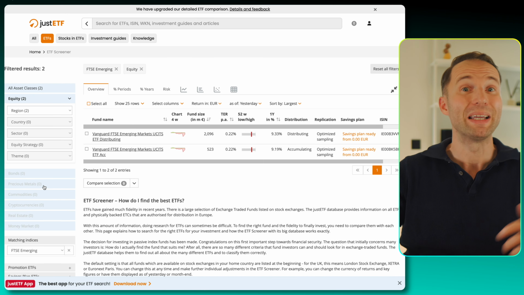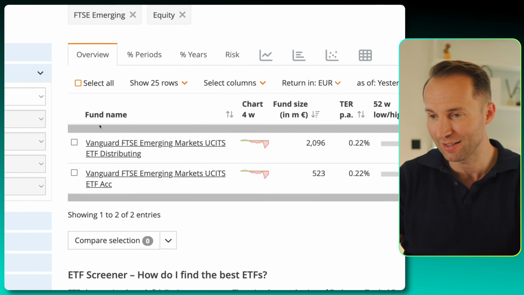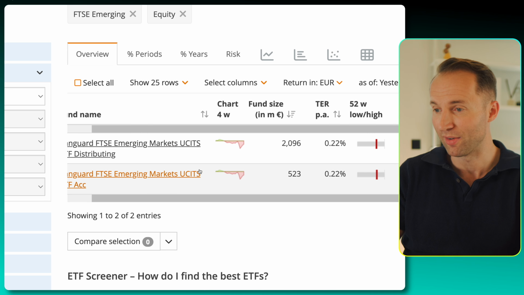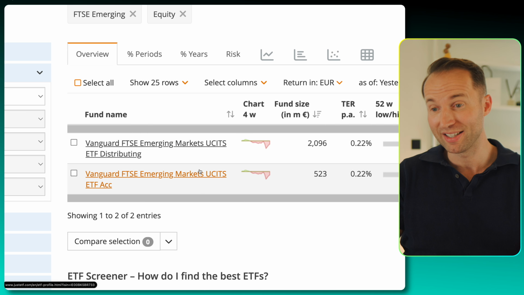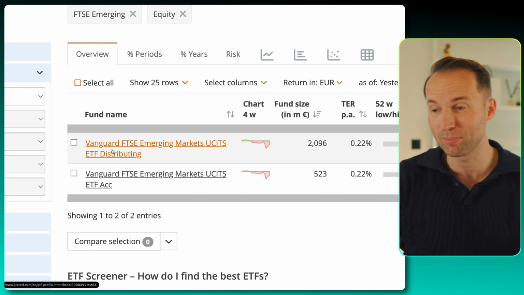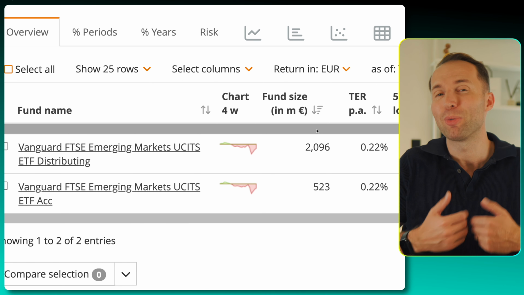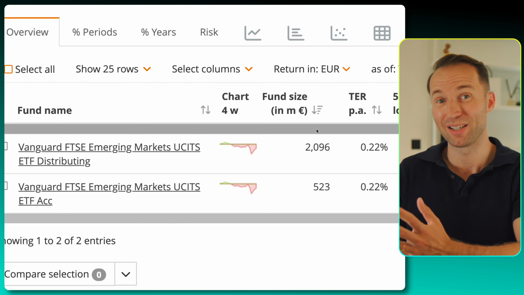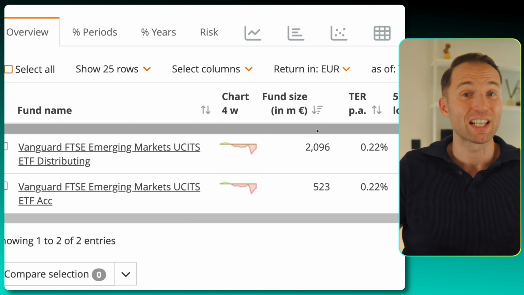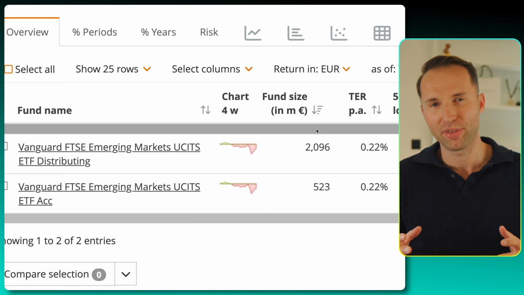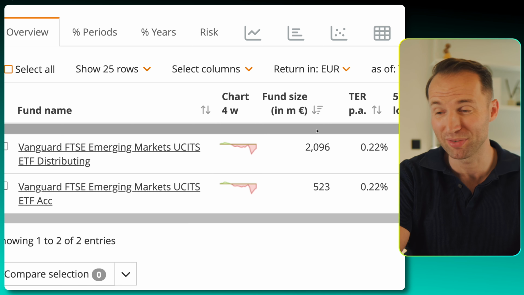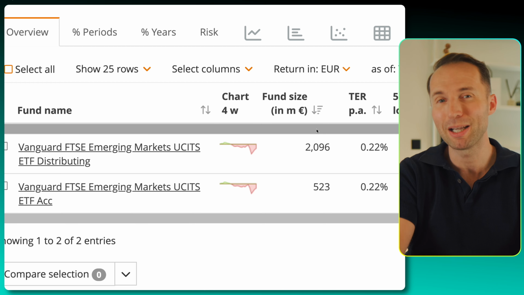So this is basically the same index provider, so to say, FTSE. Once again, we have UCITS. We have two over here. And funnily enough, once again, we have the distributing being significantly bigger in fund size than the accumulating. And I'm also personally always a fan of investing into distributing one, unless there are tax benefits for you or you really don't want to be bothered having to manually reinvest your dividends. Then of course the accumulating might make more sense.